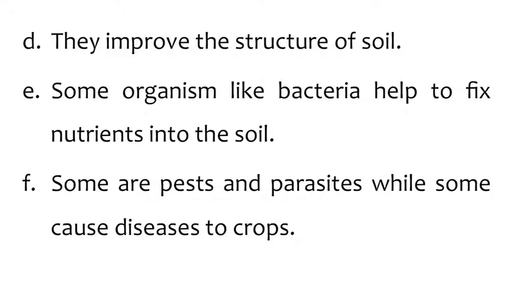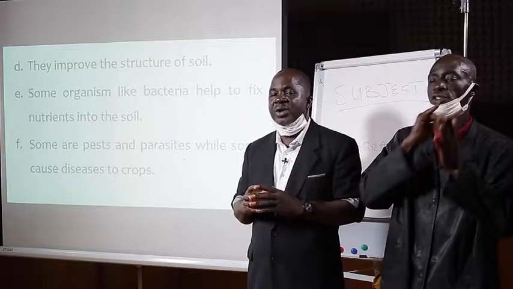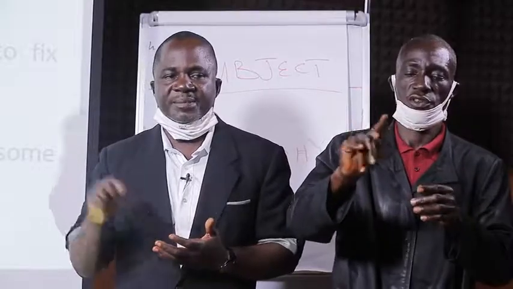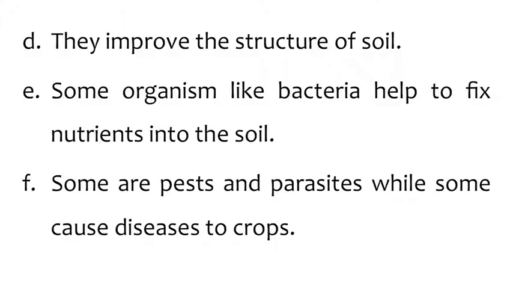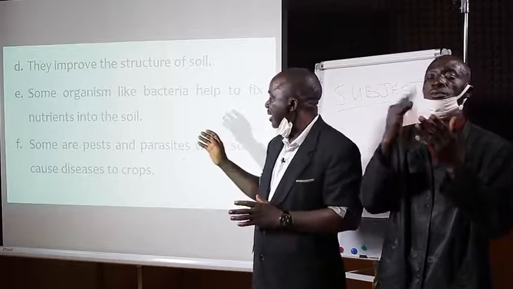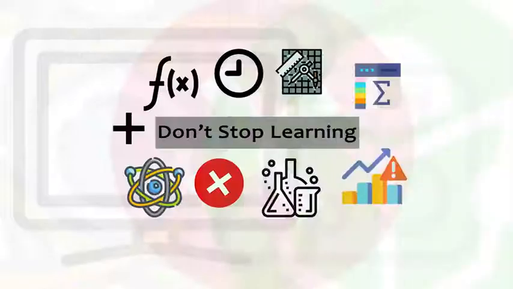E, some organisms like bacteria help to fix nutrients into the soil. A good example is a bacteria known as nitrogen-fixing bacteria. Then F, some are pests and parasites, while some cause disease to crops. All these are some of the importance of living organisms on agriculture.